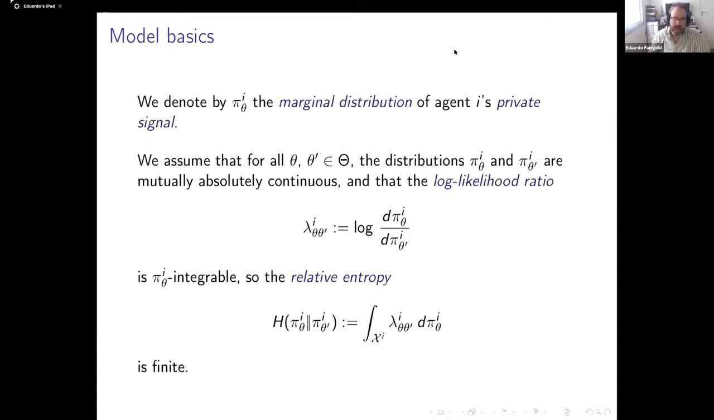We're going to denote by pi i the marginal distribution of agent i's private signal. And we have an absolute continuity assumption: if you look at the signals of a fixed agent i, and you look at the effect of changing the parameter, that change is going to be absolutely continuous. This is the notation we have for the log likelihood ratio. And we have an integrability assumption: the expectation of the log likelihood ratio is finite, and that's called the relative entropy.